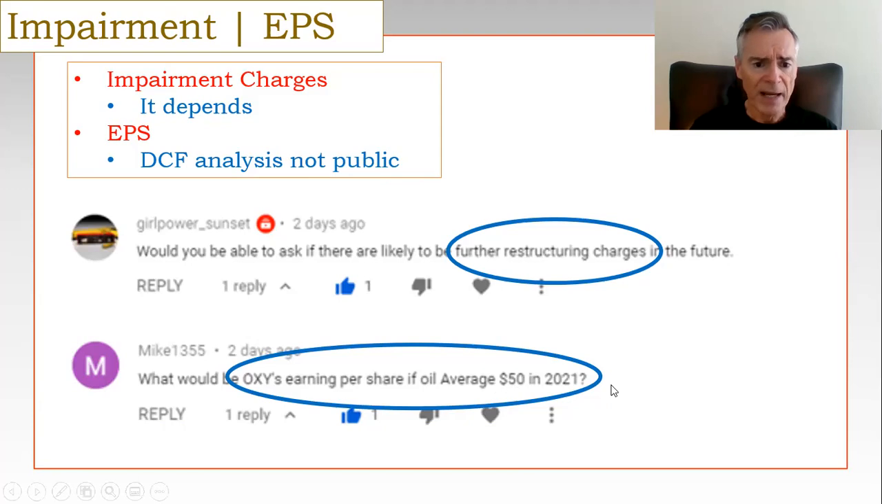And then Mike asked the question, what would Oxy's EPS, or earnings per share, be if oil averaged $50? The answer to that is, who knows, Mike? Obviously Occidental does discounted cash flow analyses, but they're not public information either, because in a DCF, you're going to share some information that you shouldn't be sharing. So we can't get insight into that. But I'd have a guess and say, Mike, in answer to your question, if WTI averages $50, Occidental's printing money. So that'd be a good place for Occidental to be.